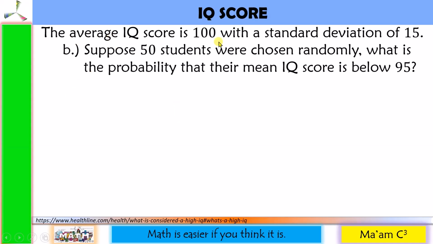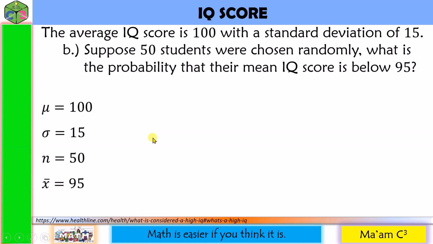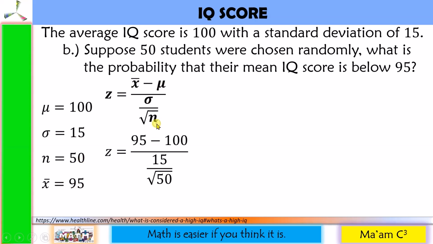So once again, average IQ, mu is equal to 100. Standard deviation, sigma, is equal to 15. We have a sample of 50 students, so n is equal to 50. And this mean refers to the sample, so sample mean of 95. Since we are given sample mean, the formula that we are going to use this time is this one. Let us substitute 95 for the sample mean, 100 for mu, 15 for sigma, and 50 for n.